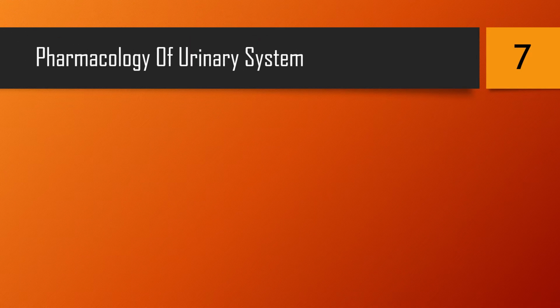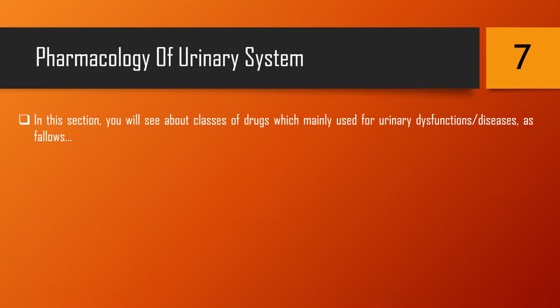This is the seventh video of the urinary system, and today's topic is the pharmacology of the urinary system. In this section you will learn about classes of drugs which are mainly used for urinary dysfunctions or diseases. We'll see it as follows.